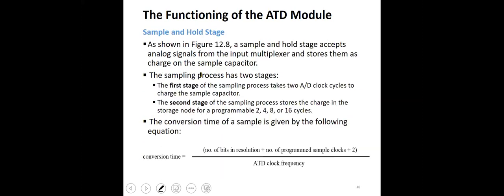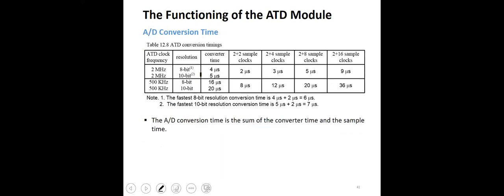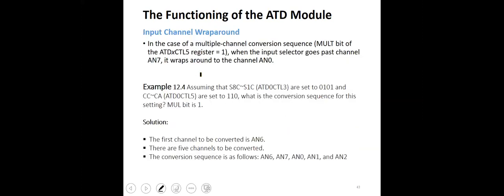Then we talked about the details, all this stuff. We talked about the conversion time, the clock, the wraparound idea, which is important, or something that may happen when you have a sequence length that is greater than one, and your starting channel is not the first channel. The counter will wrap around to the beginning of the registers.